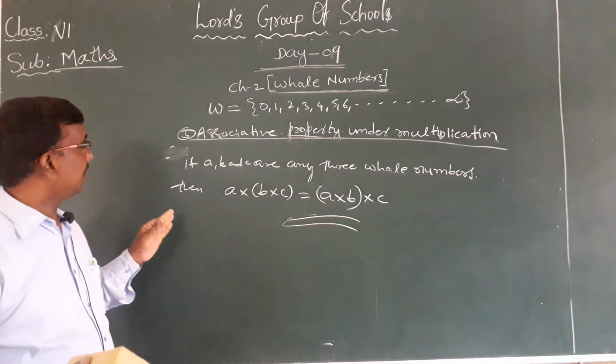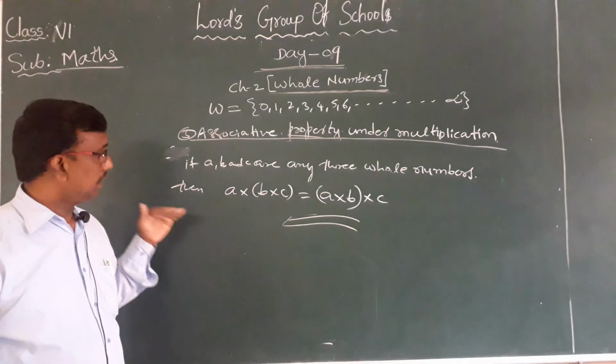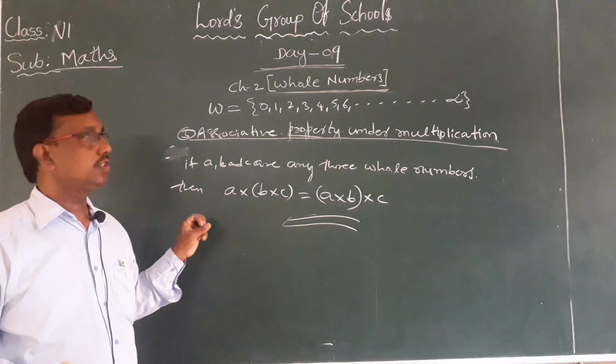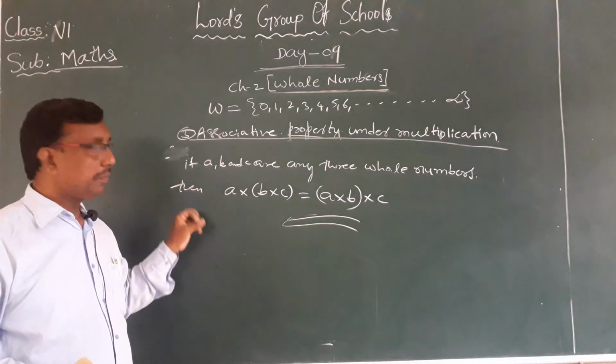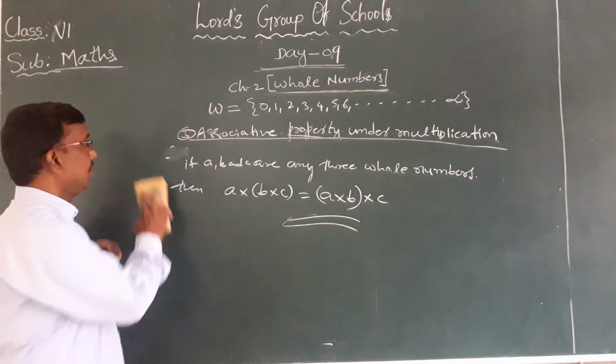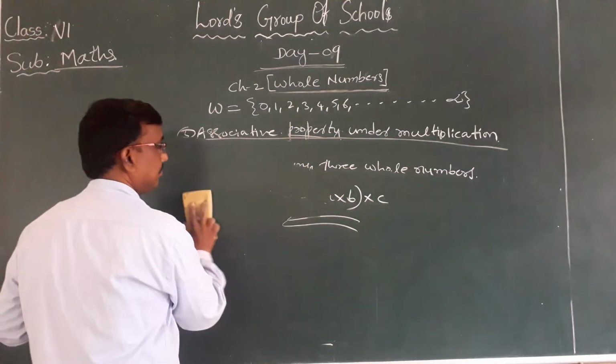Sometimes it was asked in previous questions under 4 marks: verify, otherwise explain, associative property under multiplication on whole numbers by giving an example. So be careful, listen carefully and practice thoroughly.